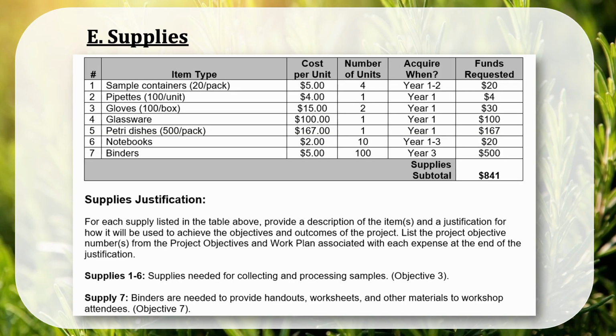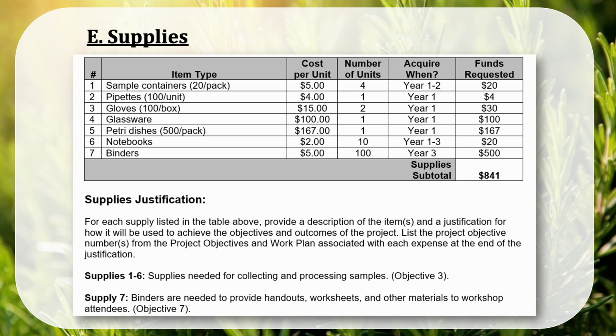This is a brief example. The cost per pack for supply 1, sample containers, is listed as $5 for a pack of 20, and 4 packs are required. $5 per pack times 4 packs results in $20 under funds requested. The funds requested for the rest of the supplies in the example is calculated in the same way, and the total for all supplies is provided at the bottom of the table.